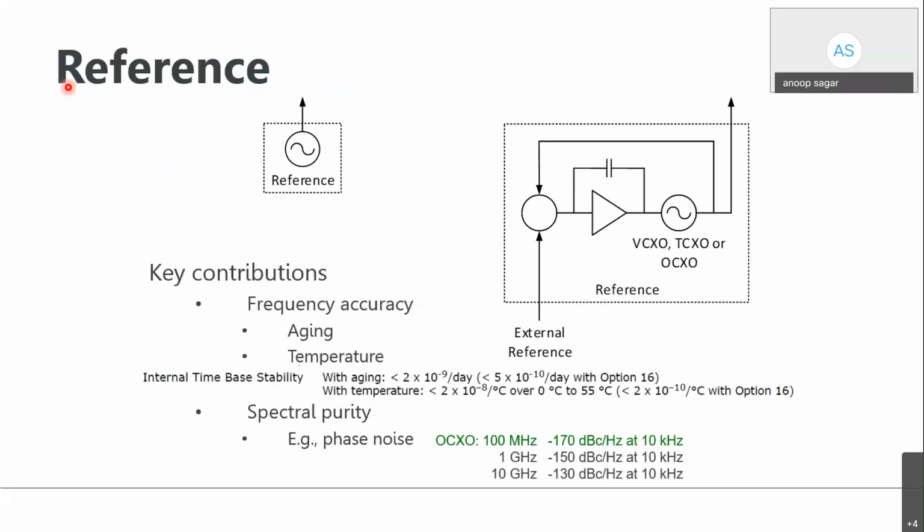So I am discussing this reference. This is a key contribution, considering factors or specifications like aging rate and temperature. The internal time base of the signal generator depends on aging and on temperature. So this is the specification for our signal generator. You can check that for our signal generator, we are giving 2 into 10 to the power minus 9 per day aging rate, and this is with temperature. And if we consider spectral purity, phase noise for our OCXO, meaning oven controlled crystal oscillator, this is a very fine specification for OCXO. There are different types of crystal oscillators: some are voltage controlled, some temperature controlled, and some oven controlled crystal oscillators.